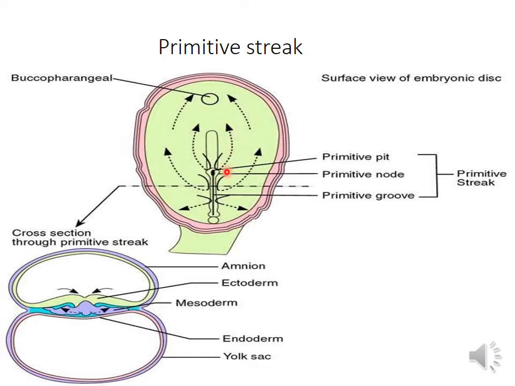These dotted arrows show the direction of migration of cells. Some of them, as I mentioned, go cranially, and they take place in front of the buccopharyngeal membrane. They settle down in the cardiogenic area. Here, some of them go laterally, as you can see in these dotted arrows.